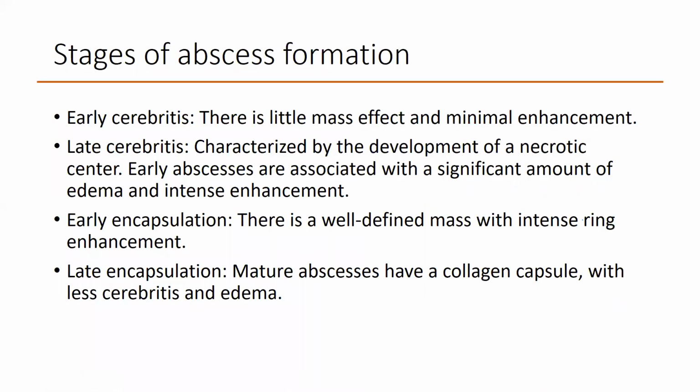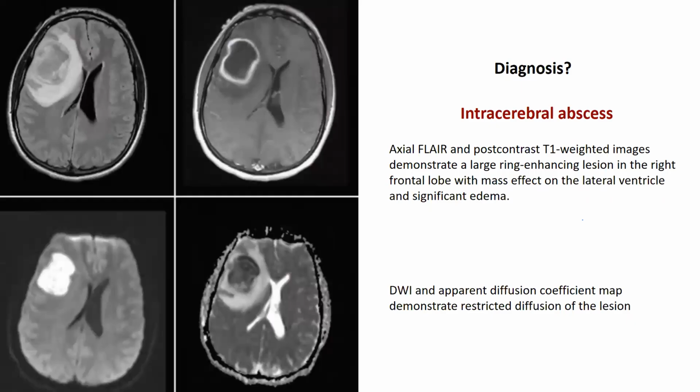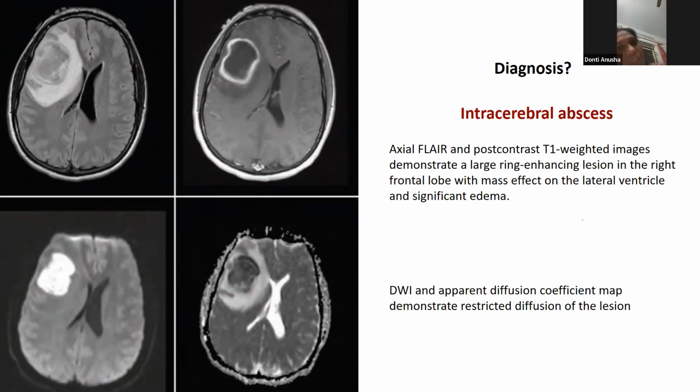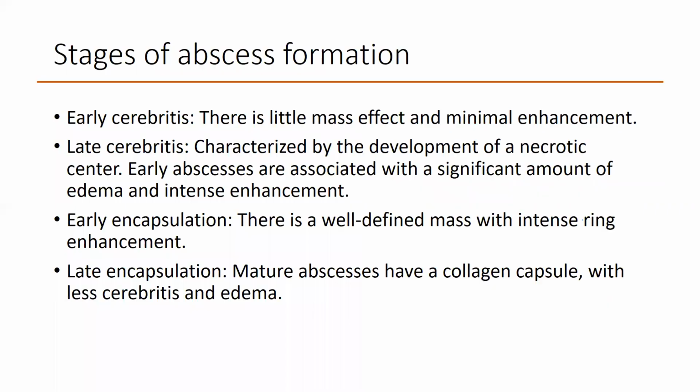What are the stages of abscess formation? Cerebritis stage. Yeah. Then capsule forming stage, the necrotic stage. Capsule formation happens in the third stage. So there is early cerebritis, late cerebritis, early encapsulation, and late encapsulation.